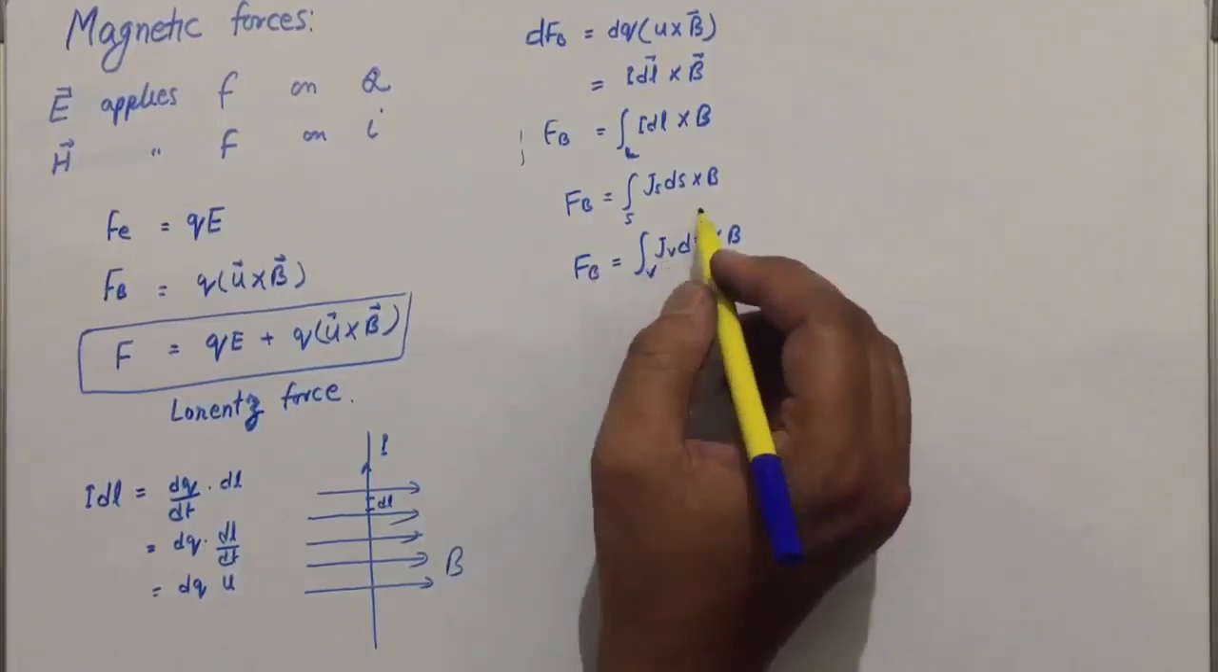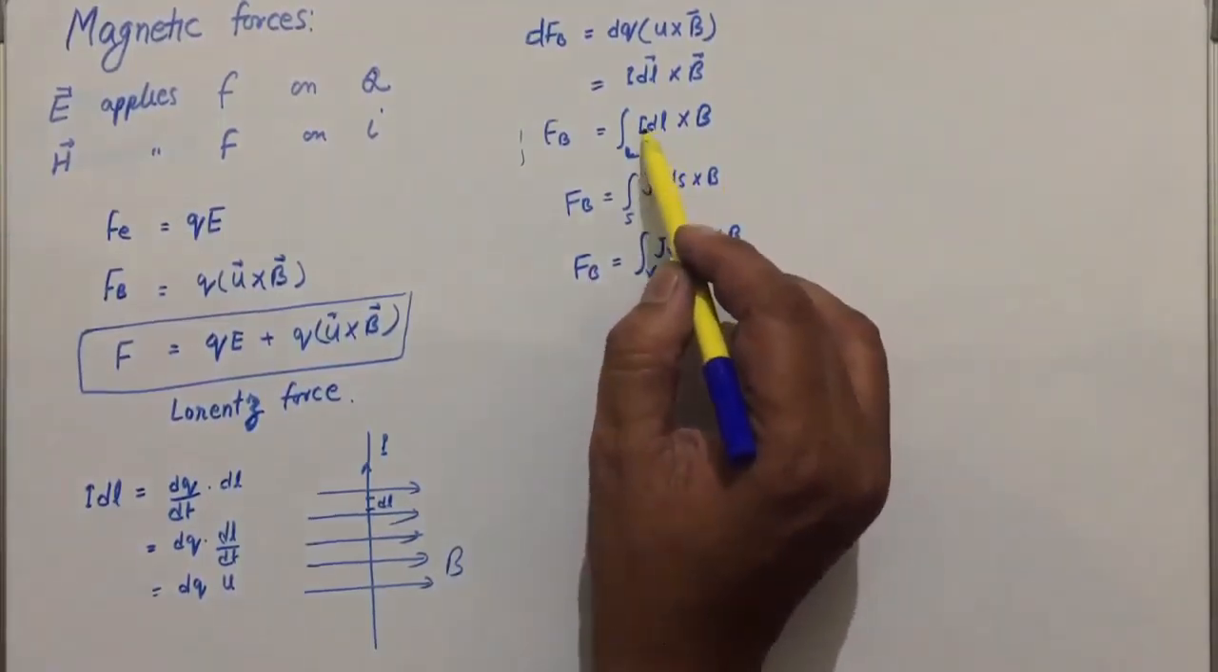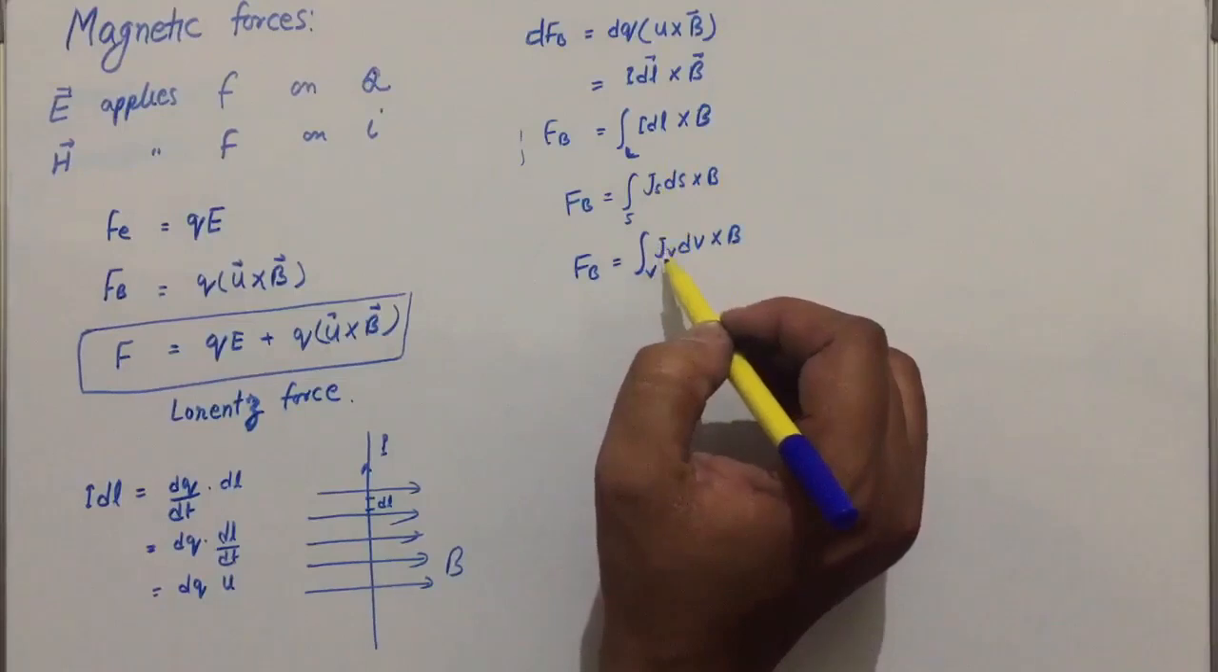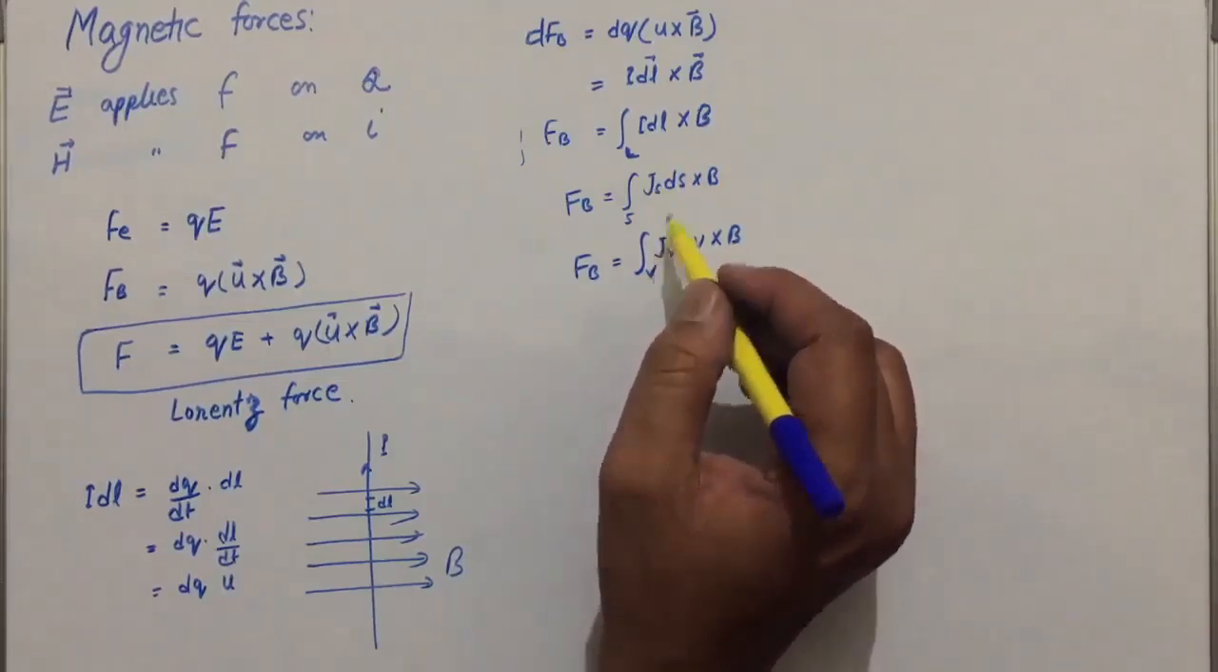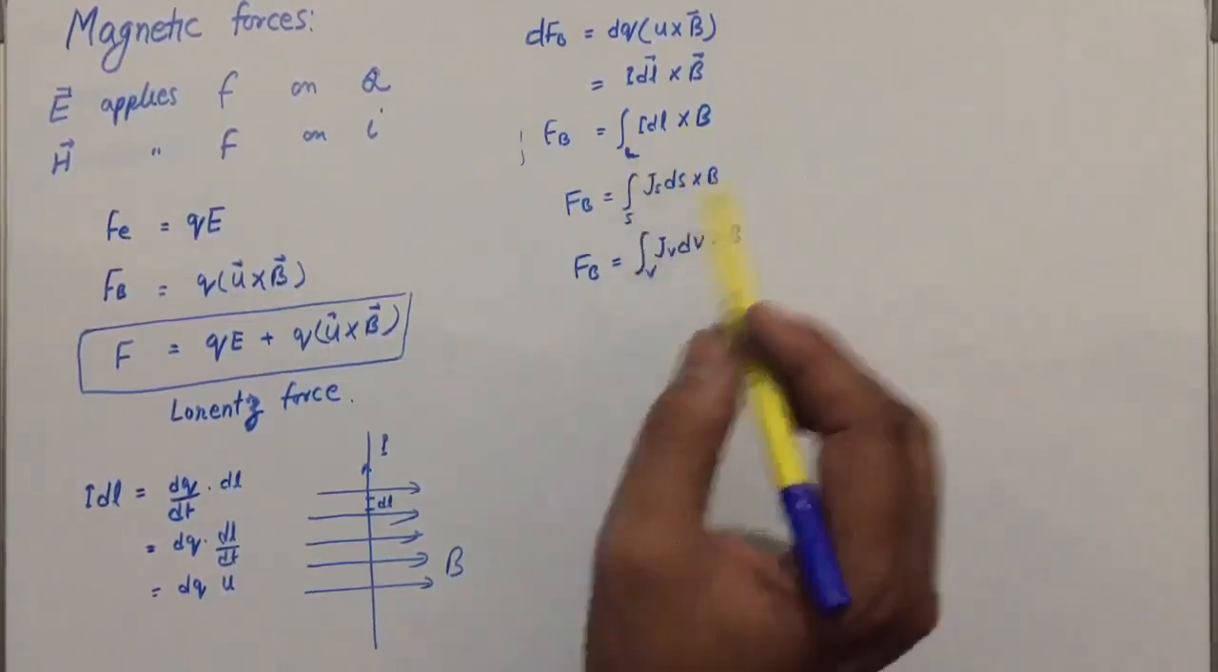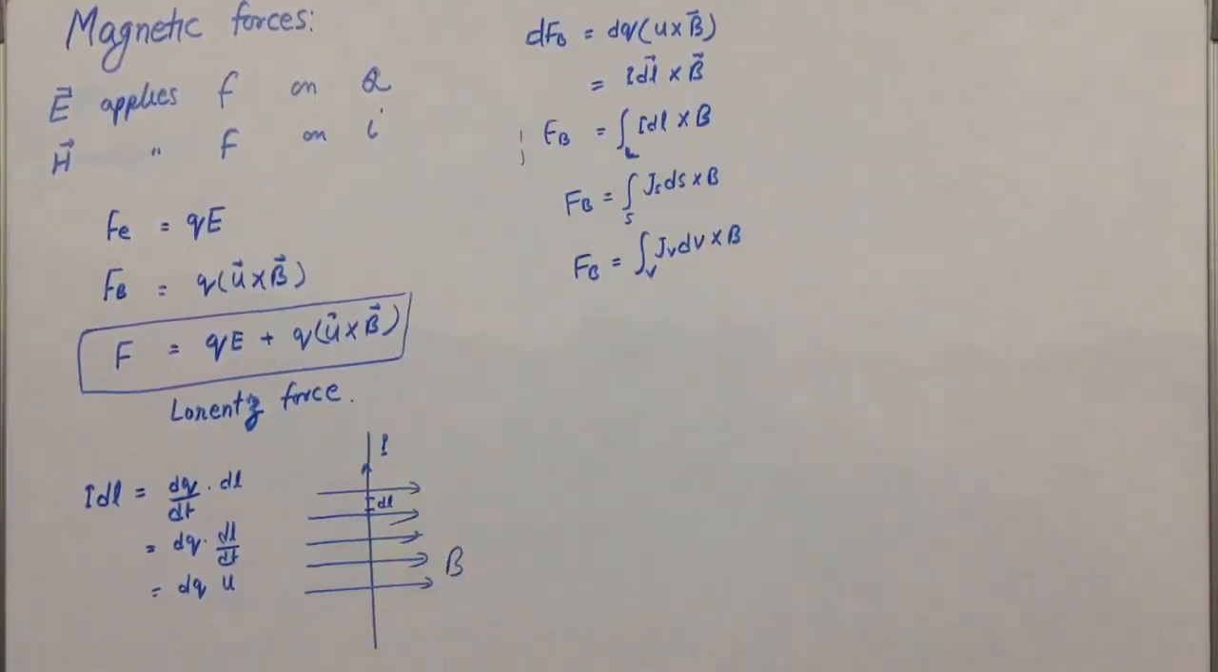So in all the cases, whether it is line current, surface current or volume current, we can find the force experienced by the conductor carrying the current when it is placed in magnetic field B, which is given here. The condition is that B is uniform.